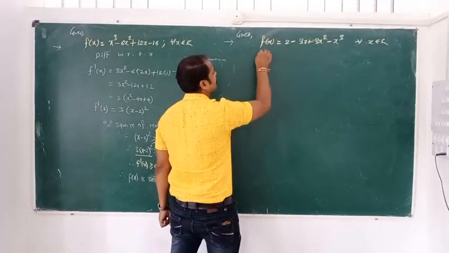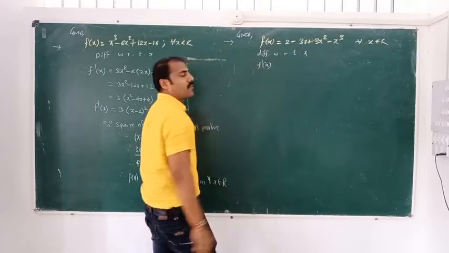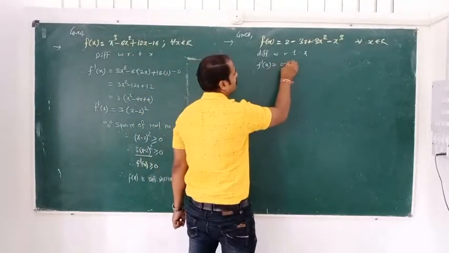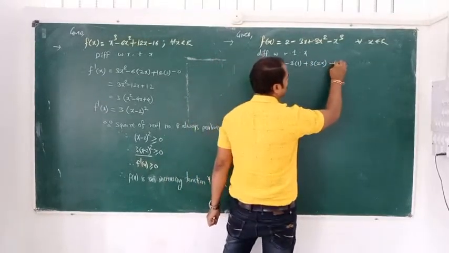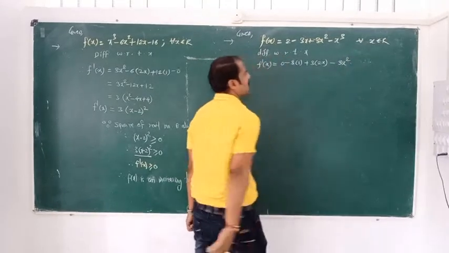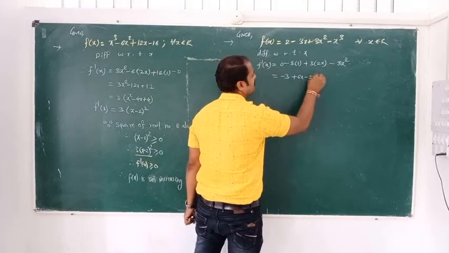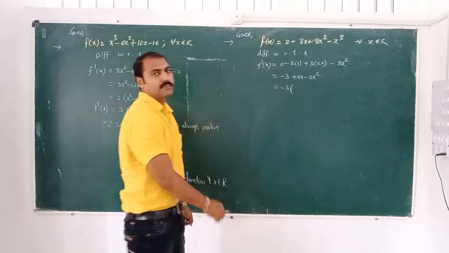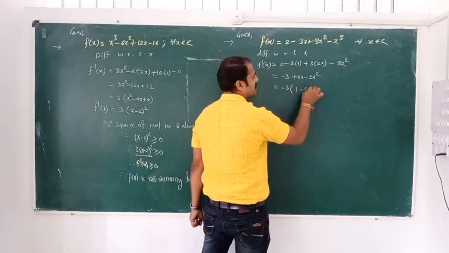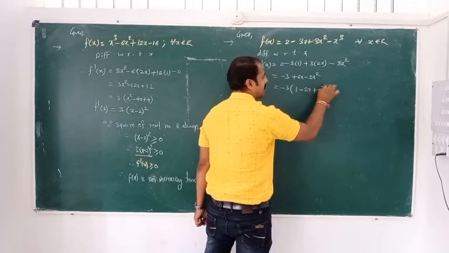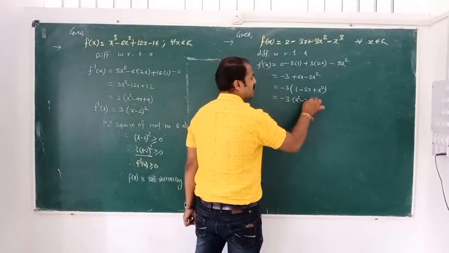Therefore, differentiating that function with respect to x, we write f dash of x: derivative of 2 is 0, minus 3 constant, derivative of x is 1, plus 3 constant, derivative of x square is 2x, minus derivative of x cube, which is 3x square. So after simplification, I can write this as minus 3 plus 6x minus 3x square. Taking minus 3 common, here is 1 minus 2x, and taking minus 3 common, you can see there is a term of x square. I can write this as minus 3 into (x square minus 2x plus 1).